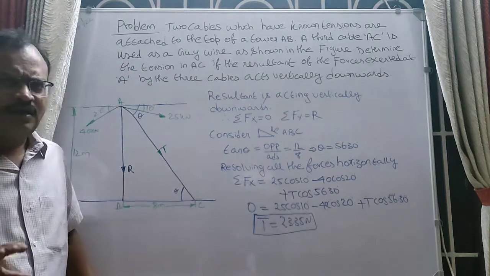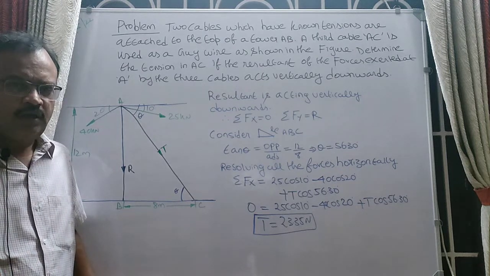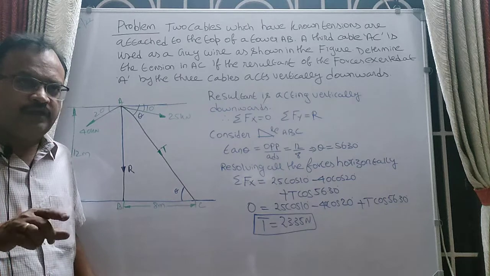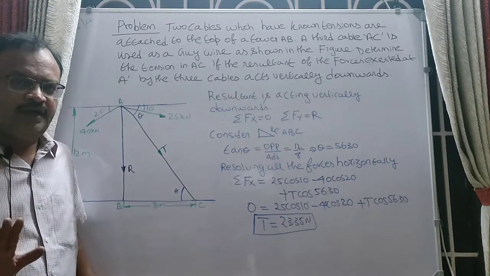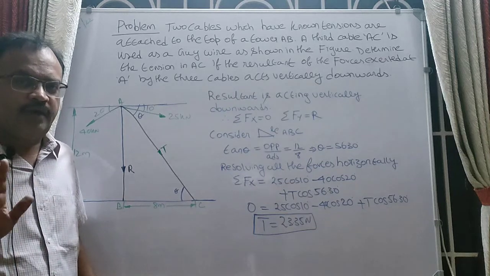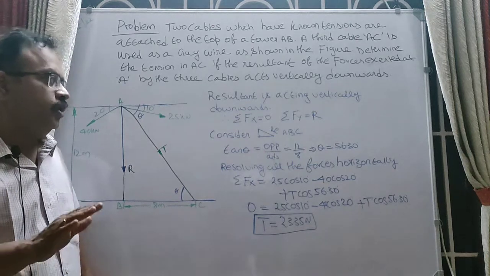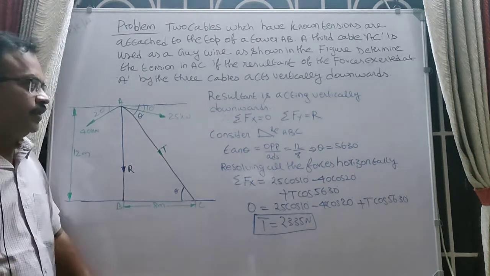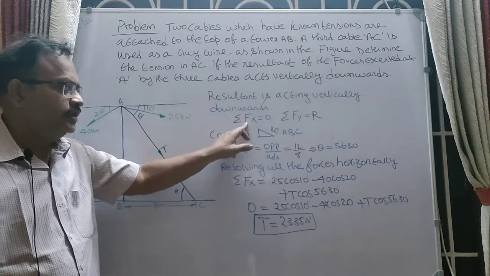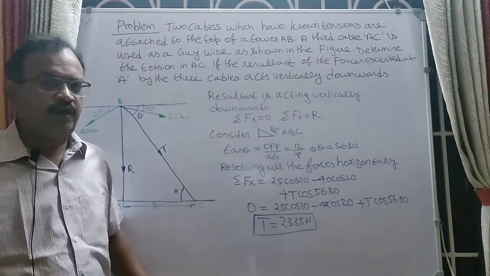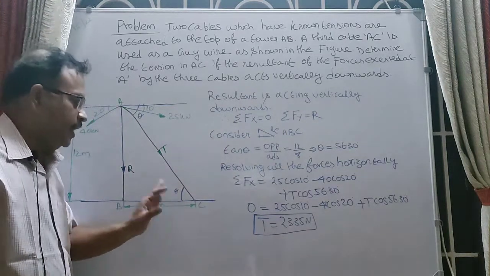Now we are going to do this problem. Since the resultant of all the forces is going to act vertically downwards, naturally the horizontal component of the resultant is going to be 0, because the resultant has only a vertical component. So the horizontal component of the resultant is 0, and the vertical component of the resultant is going to be the magnitude of the resultant. So we can write, sigma Fx equal to 0. Now we are going to determine the angle theta.